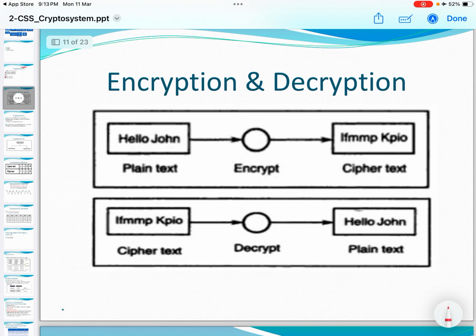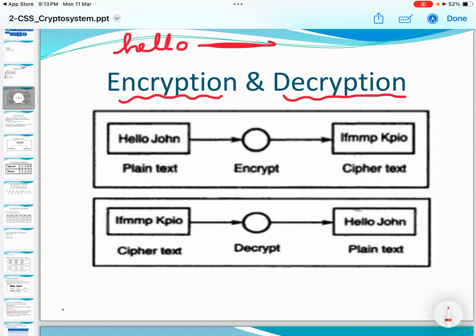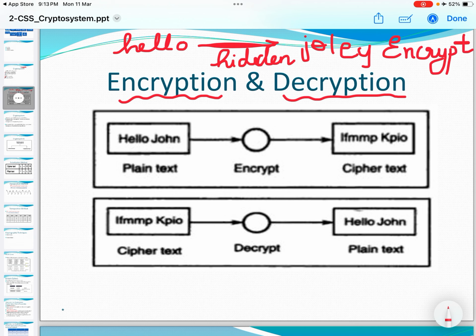So what do you mean by encryption and decryption? Whenever there is a message written, say hello, you have to make this message hidden so that an attacker will not be able to view the message. So you hide the message and you convert it into some other language, say jolly. You hide this message so that the attacker cannot see. This process is called as encryption. You encrypt the message. And what do you mean by decryption?